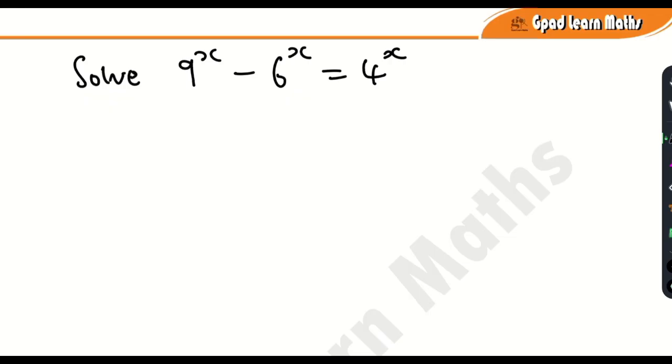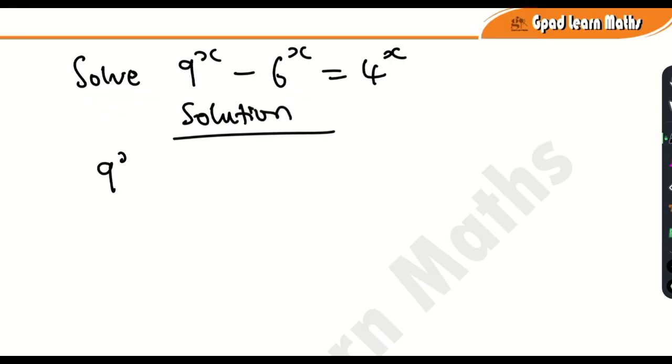There are different ways to get the value of x. We can divide both sides by 9 raised to the power of x, or by 6 raised to the power of x, or by 4 raised to the power of x. Whatever method you choose, you will definitely get the same answer. In this video, I'm going to be dividing through by 9 raised to the power of x. So let's start off by doing that.